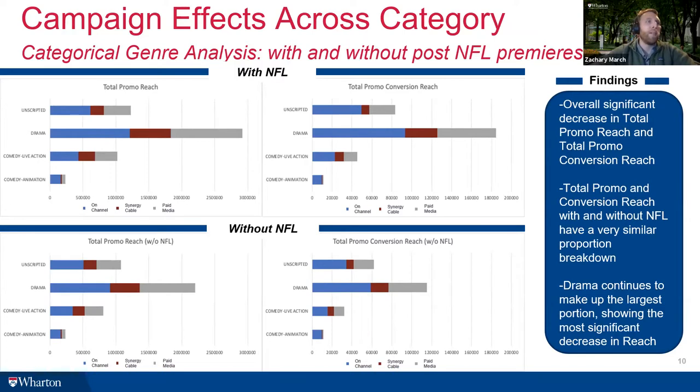And just briefly, the charts are split up by their genres, so on the y-axis you've got unscripted going down to comedy. Then we have them further broken down into the proportions for on-channel, the synergy, so other Fox-owned platforms, and then the paid media. You can notice that they're generally proportional throughout, but you will see that half of the promo reach for Fox is for its drama. So drama is a very important category to it. The other important note is that the conversion reach is essentially about two-thirds of the promo reach. So about two-thirds of the people that watched a television show after an NFL premiere were converted to actually watch it.